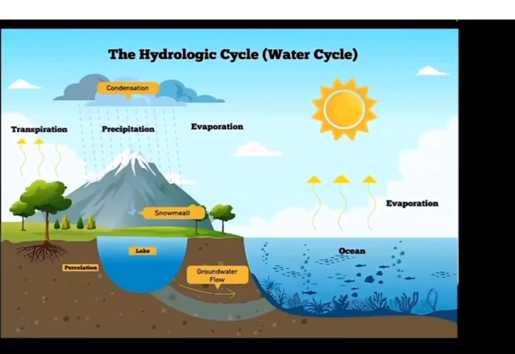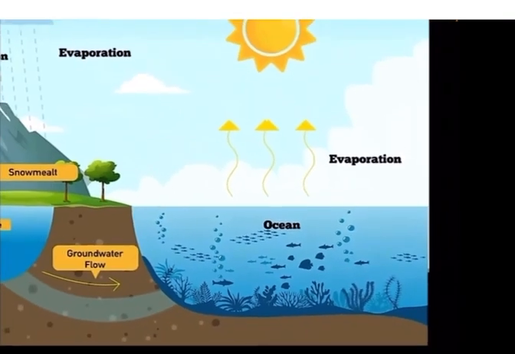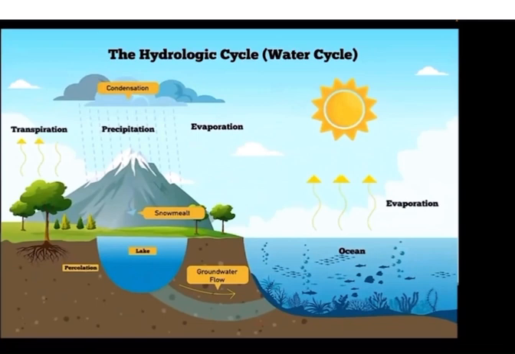Now, I've got a picture of how the water cycle works. As you can see, it starts from the ocean over here. The sun evaporates the water from the ocean and takes it, which is called evaporation. When the sun takes the water, it turns it into vapor. And when the sun takes that vapor over here, it transfers it to the clouds, and that's what they call condensation.